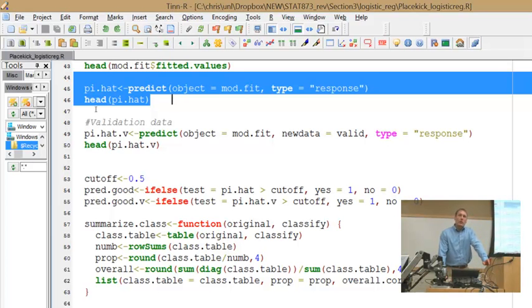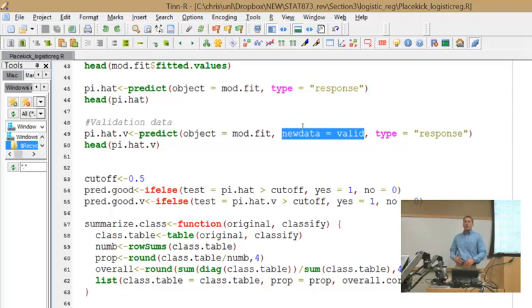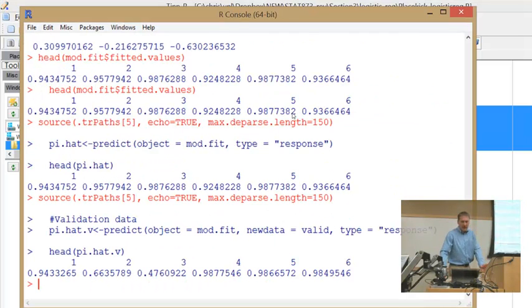Now let's say we want to work with the validation data set. We can use the same syntax with the predict function, but add one additional thing. Instead of going with the default, which would be just for the observations in the original data set itself, I use the newdata argument, which allows me to specify any other observations that I want to look at, in this case the validation data set. I'm going to put that in pi.hat.v, the estimated probabilities of success for the validation data set. So for example, for the second observation, the estimated probability of success was 0.66.